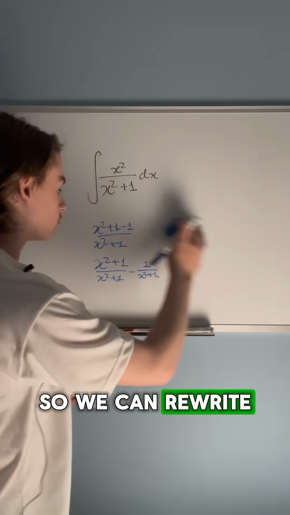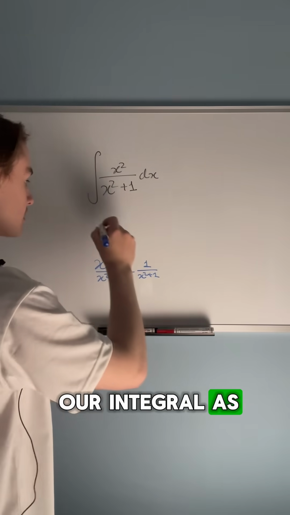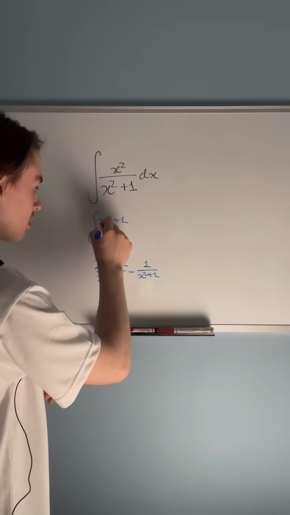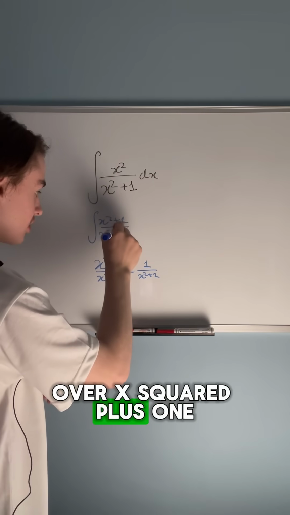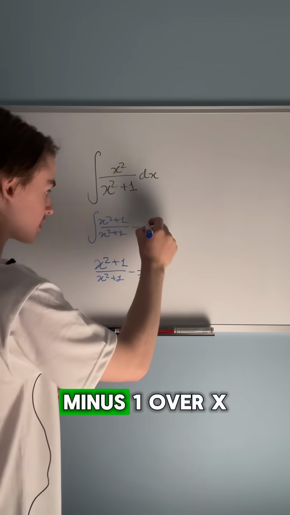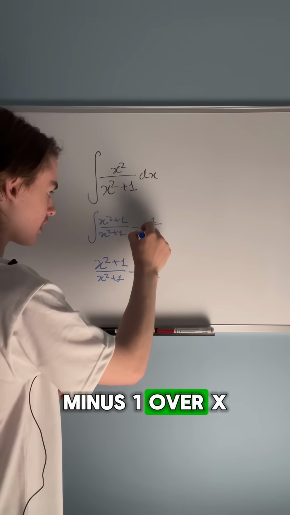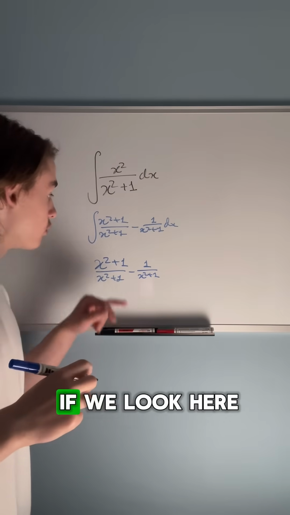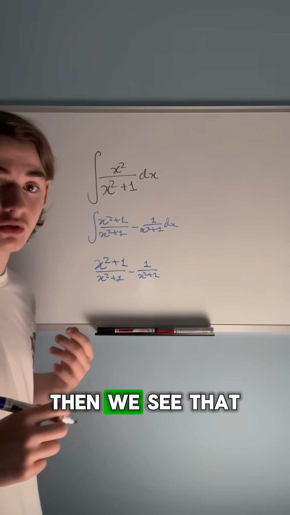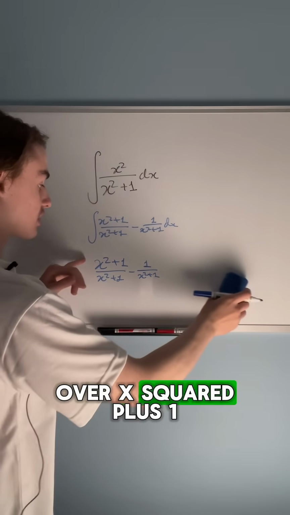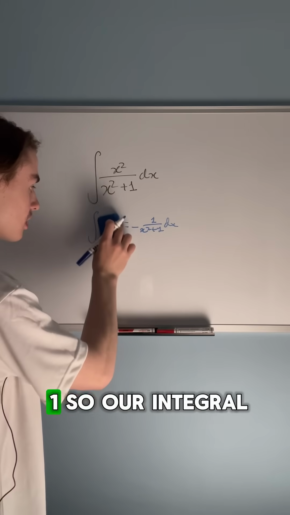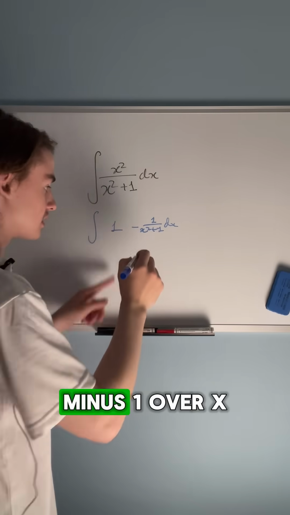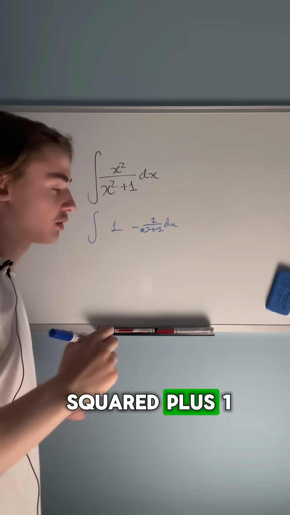So we can rewrite our integral as the integral of x squared plus 1 over x squared plus 1 minus 1 over x squared plus 1 with respect to x. And if we look here, then we see that x squared plus 1 over x squared plus 1 is just equal to 1. So our integral becomes 1 minus 1 over x squared plus 1.